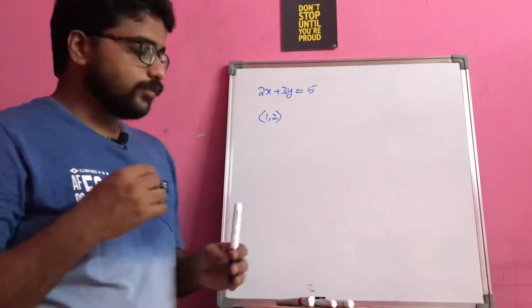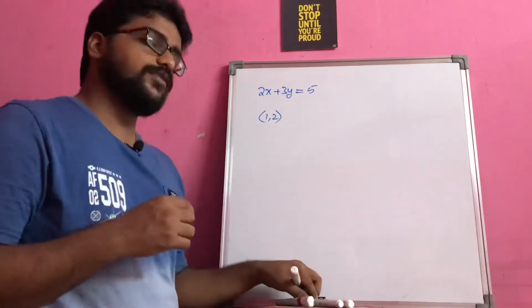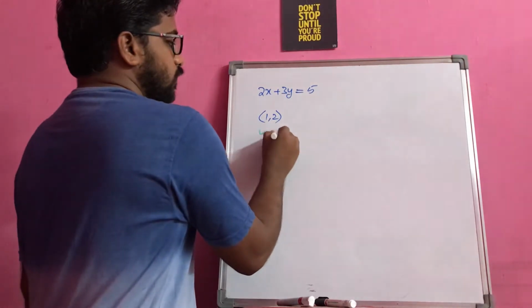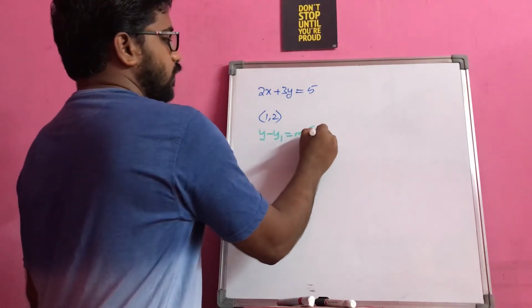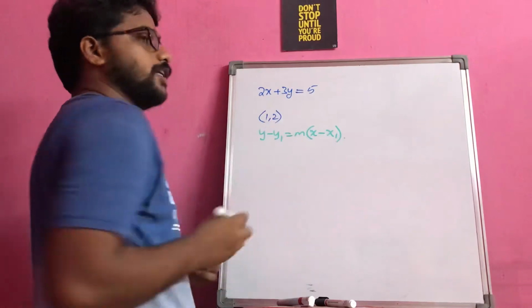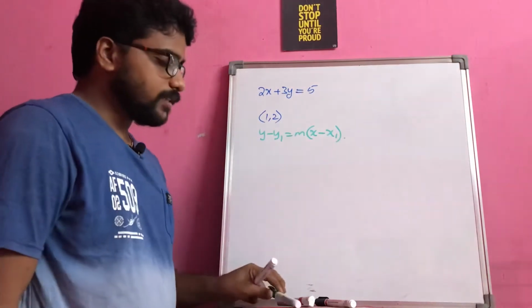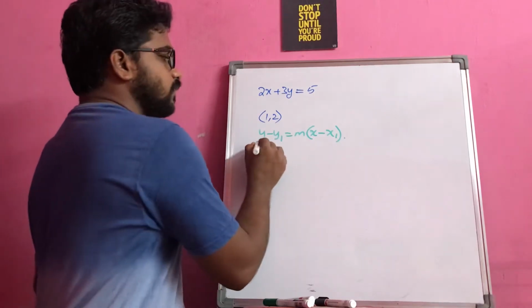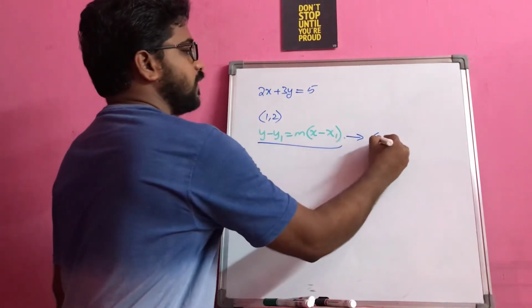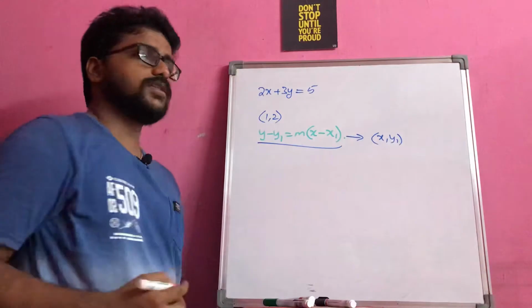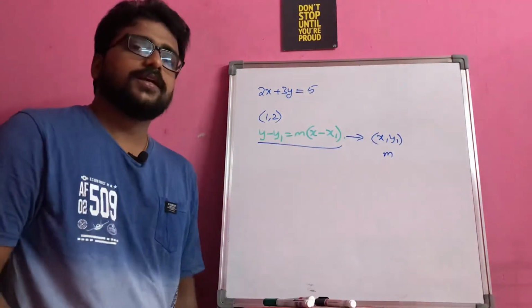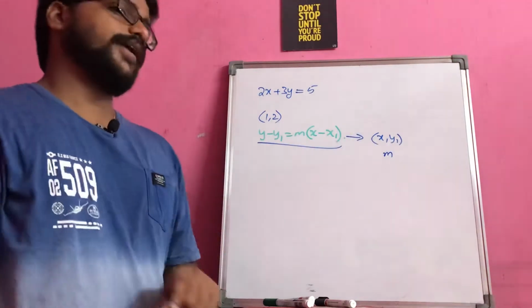So, try to compare the same thing with respect to the basic equation of a line. The basic equation of a line is y minus y1 is equal to m into x minus x1. So try to understand here. This is the equation of a line which is passing through the point (x1, y1) and the slope is m here. So this is also passing through a point only.